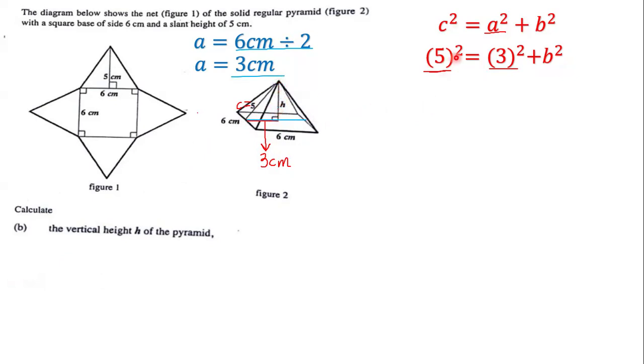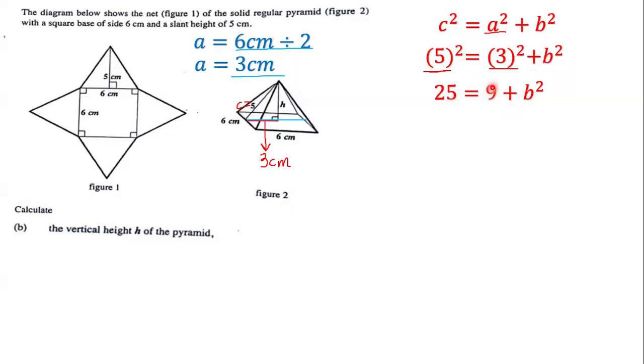And so we have 5 squared is equal to 3 squared plus B squared. What is 5 squared? 5 squared is 5 times 5, which is 25. 3 squared is 3 times 3, which is 9, right? And so we have 25 is equal to 9 plus B squared.